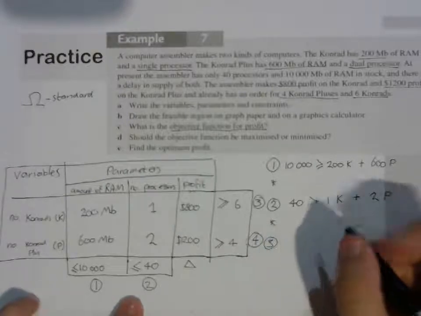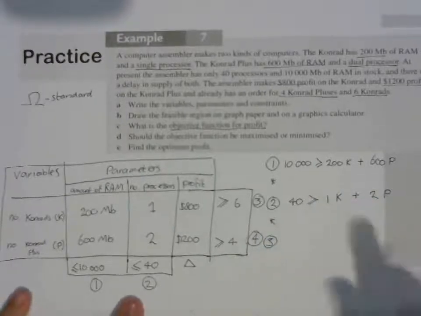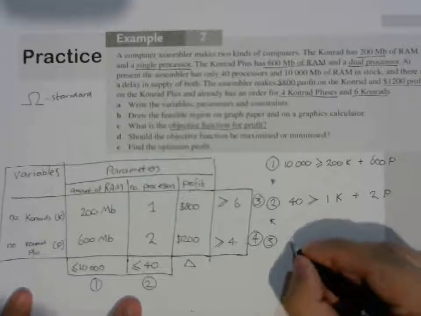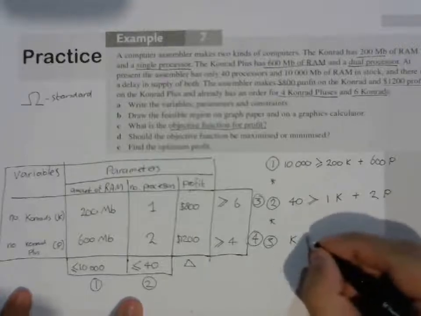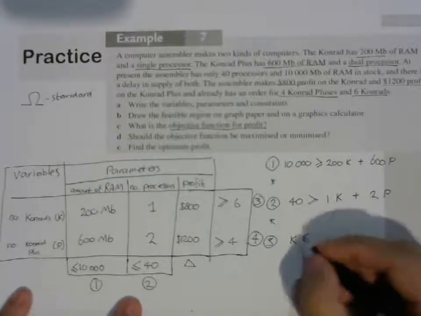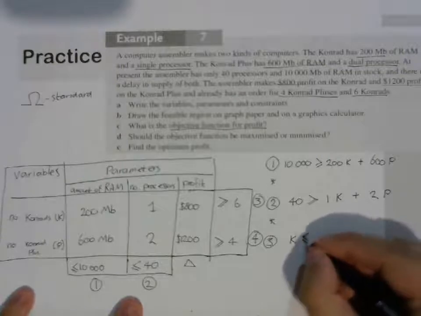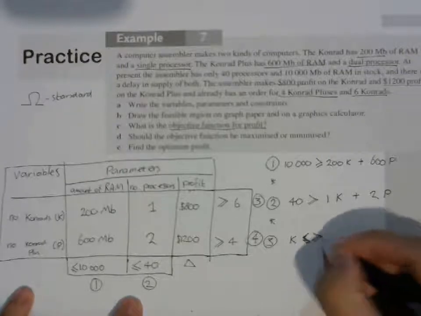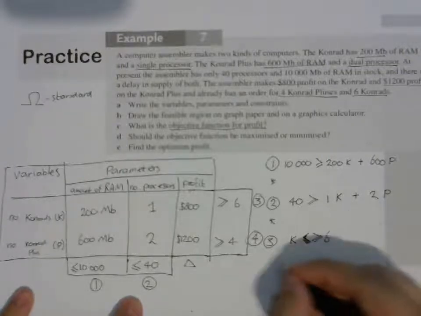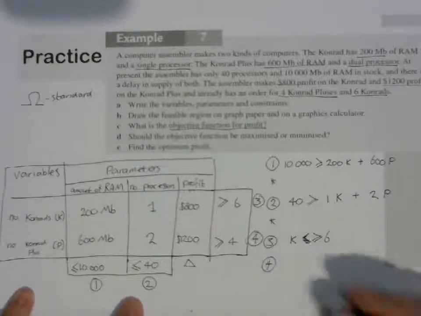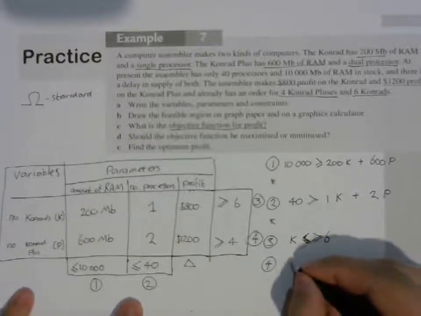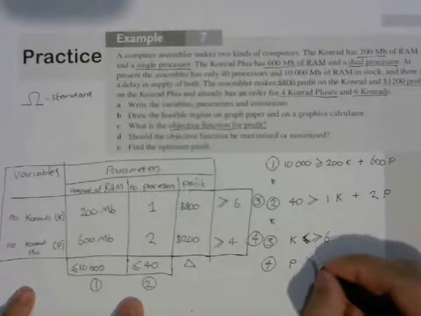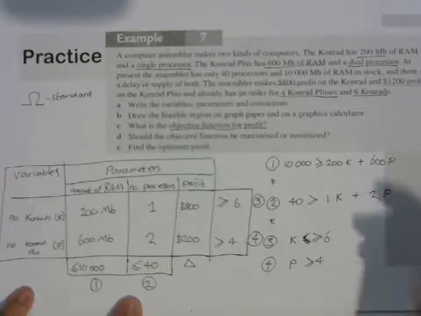My third constraint is that the number of Conrads, K, has to be greater than or equal to 6. And the fourth constraint I've got is that the number of Conrad Pluses has to be larger than or equal to 4.